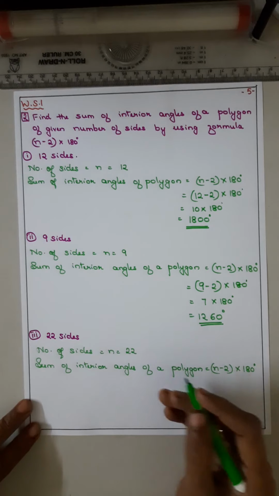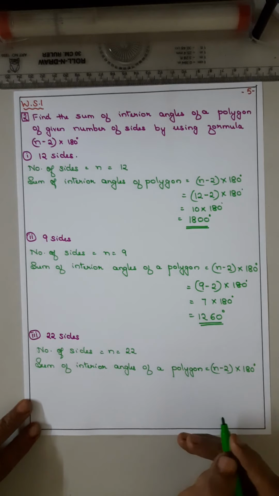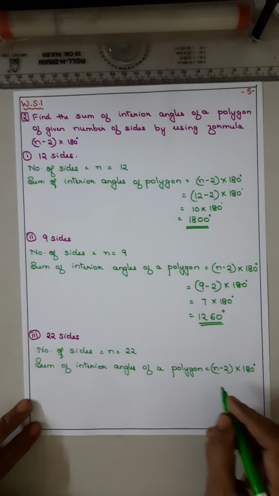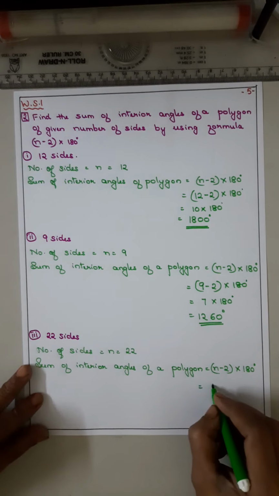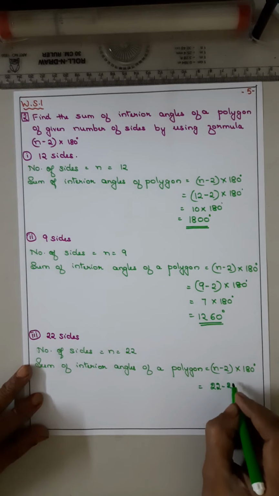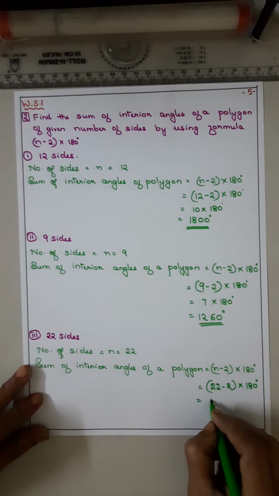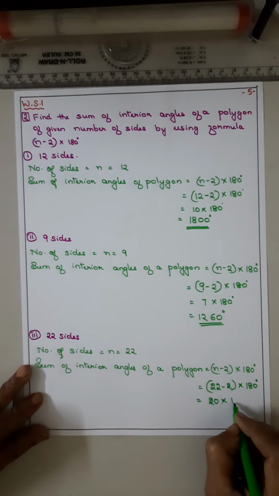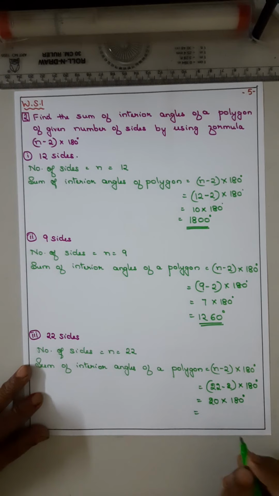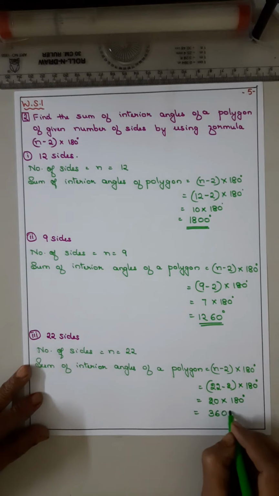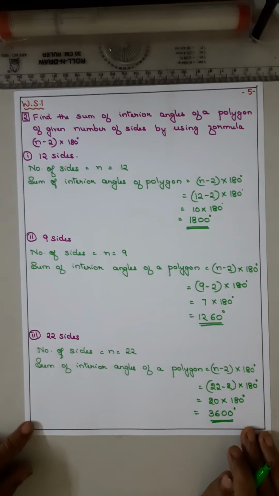Number of sides n is equal to 22. Sum of the interior angles of the polygon is equal to (n minus 2) into 180. So put the values: (22 minus 2) into 180. 22 minus 2 is 20, into 180 degrees. 18 2s are 36 and 2 zeros. So you got 3600 degrees. Is it clear?